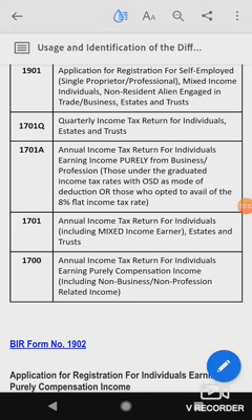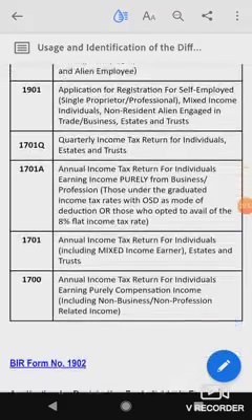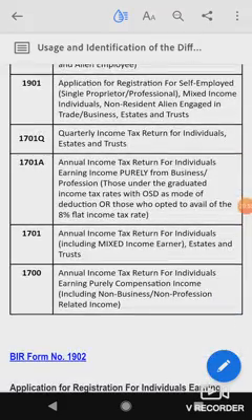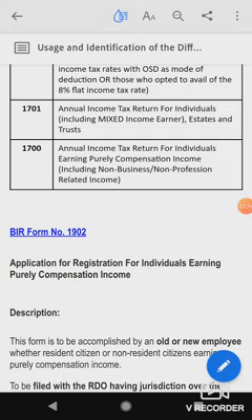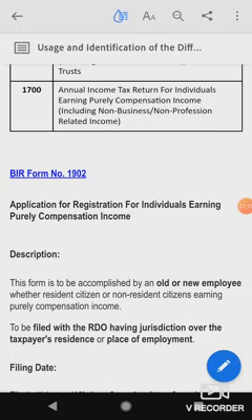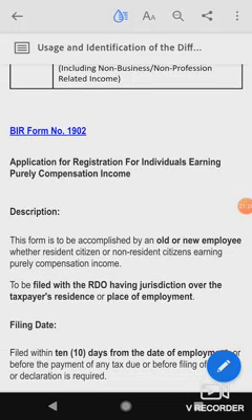Compensation income, 1700. This is another form for the annual income tax return for individuals who are not engaged in business and not engaged in the profession or practice of profession. Their related income is pure compensation. So we have BIR Form Number 1902 on the highlights.